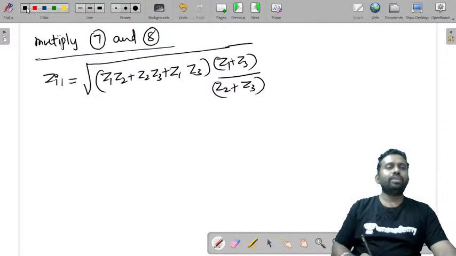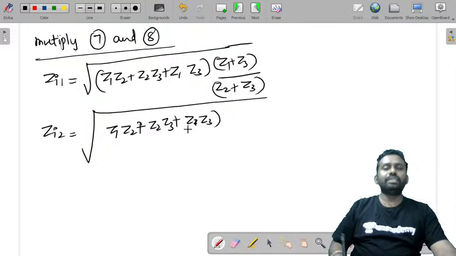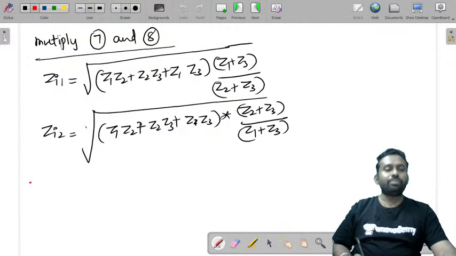This is Zi1. Now write Zi2, root over Z1 Z2 plus Z2 Z3 plus Z1 Z3 into (Z2 plus Z3) by (Z1 plus Z3). Just look at that, (Z2 plus Z3) by (Z1 plus Z3). Now if you multiply these two, what happens?